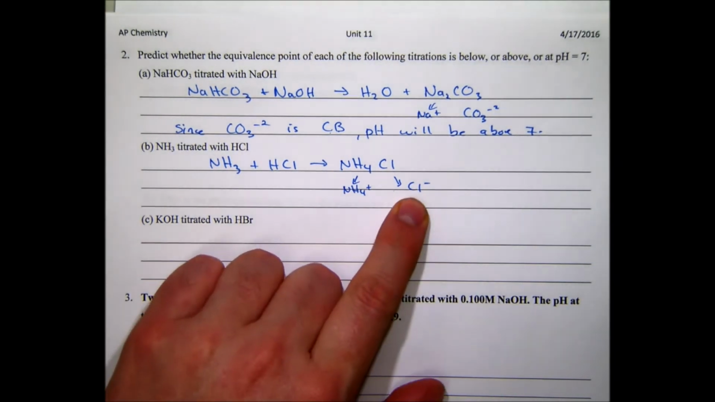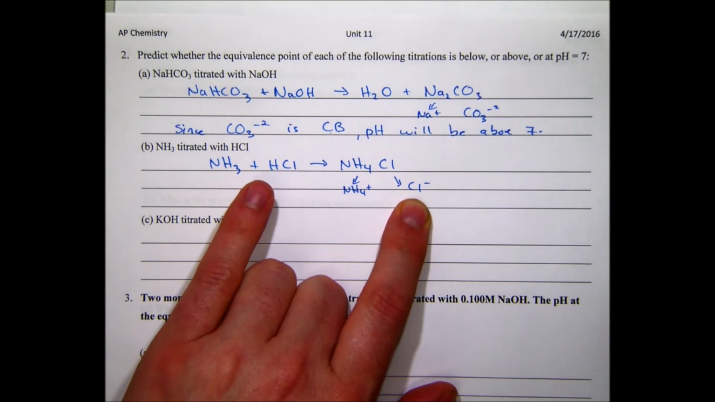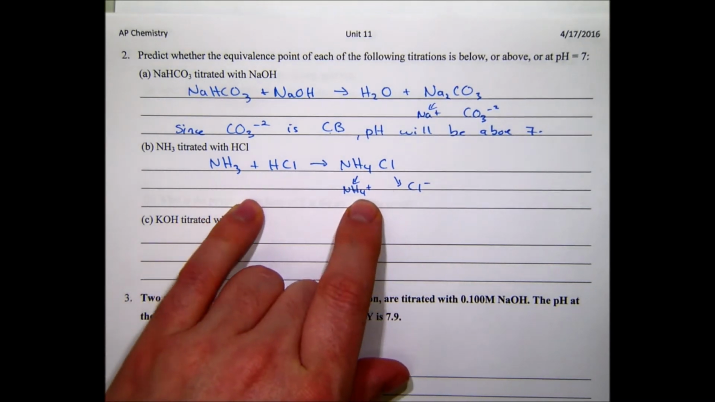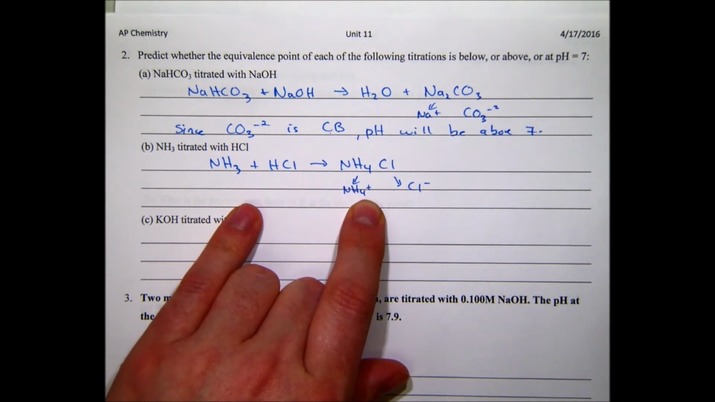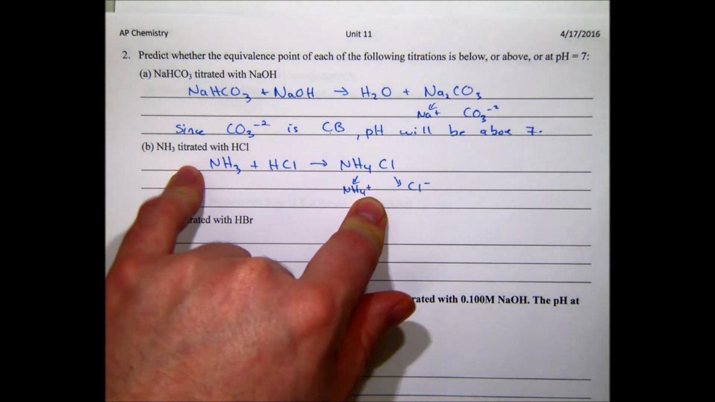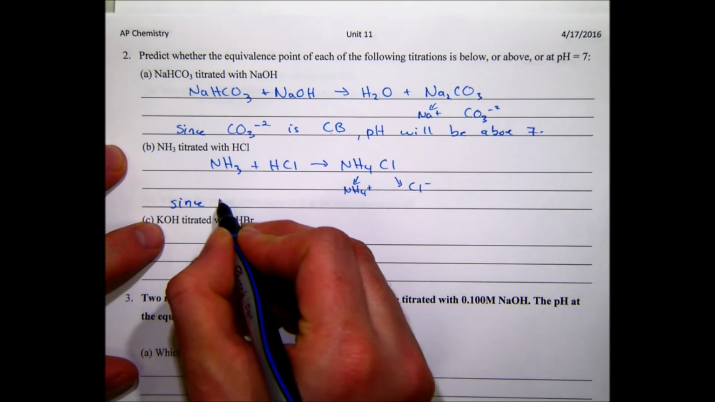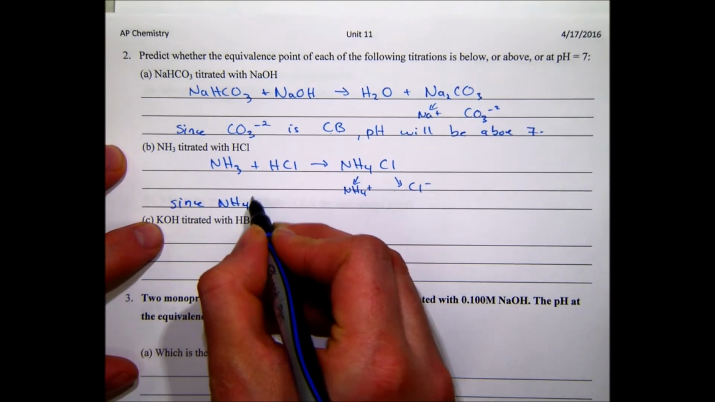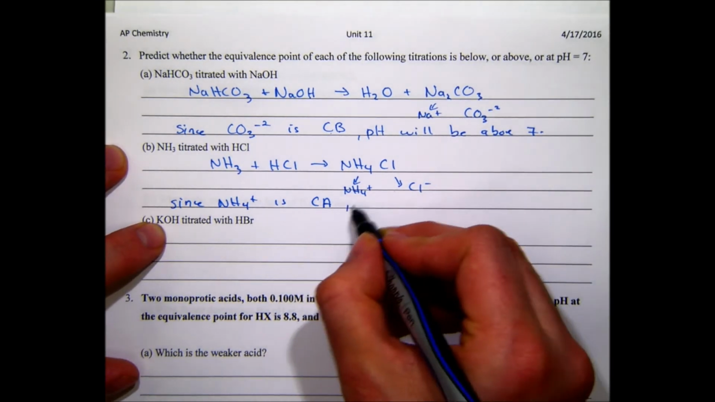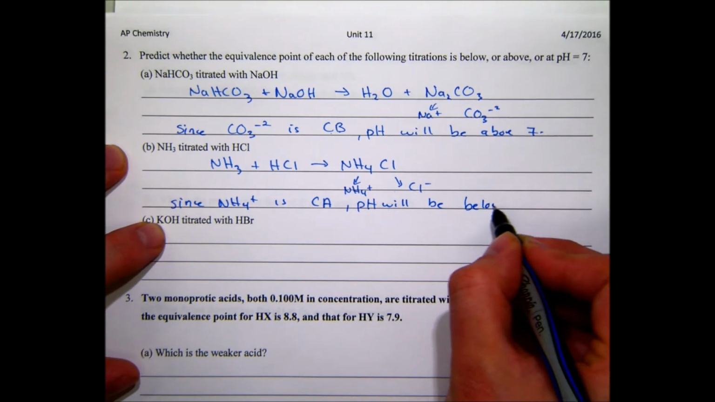Now, right off the bat, we know chloride is a conjugate base. It's the conjugate base of hydrochloric acid, which is a strong acid, so it does not affect the pH very much at all. NH4 plus is the conjugate acid of the base ammonia, so it will actually cause the pH to be lower than 7. So, since NH4 plus is the conjugate acid, Ca, the pH will be below 7.